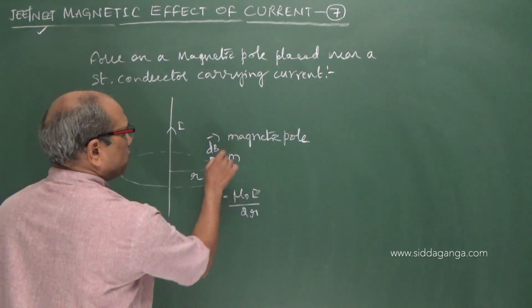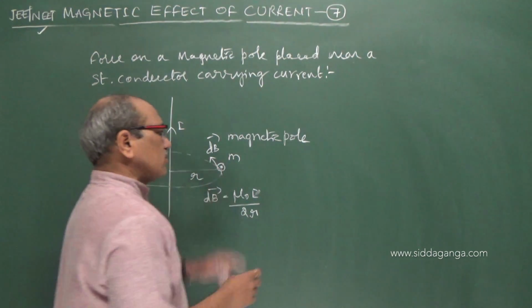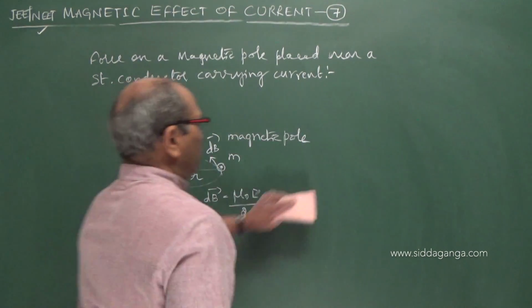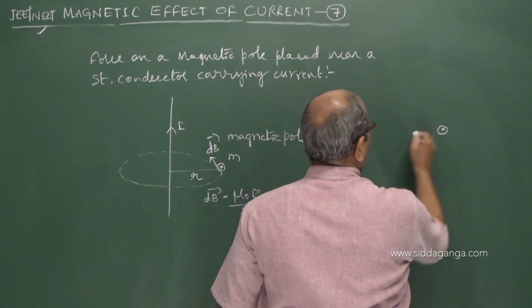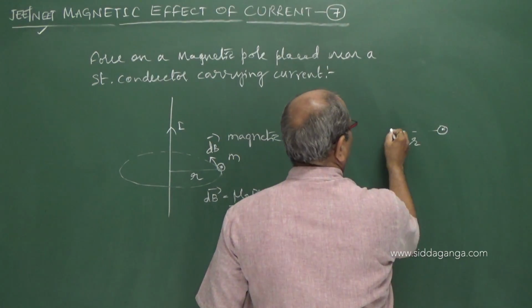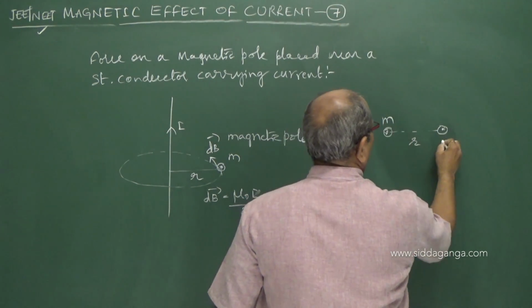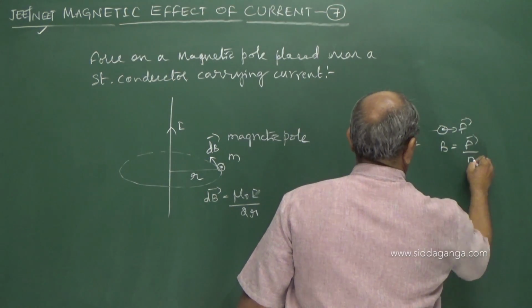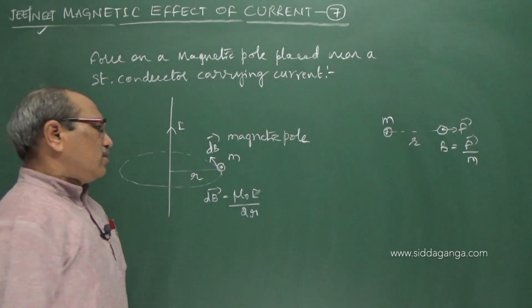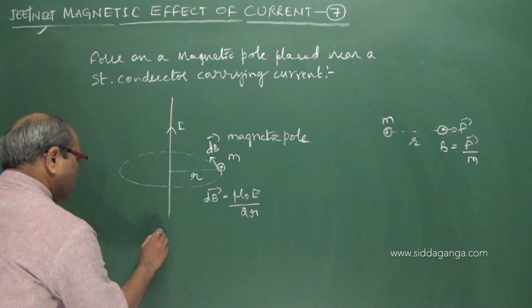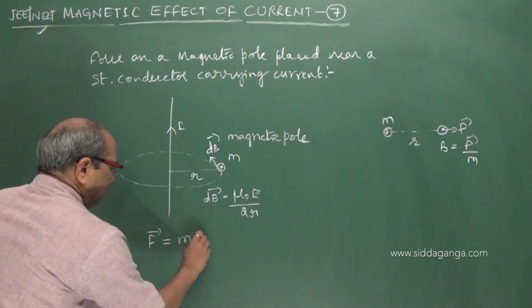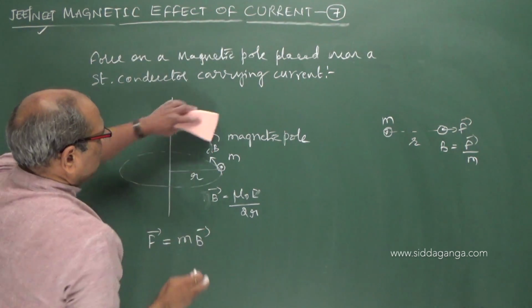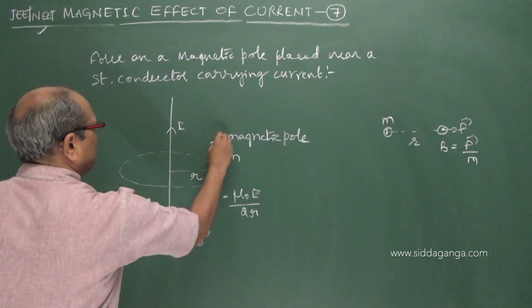So this force, already you know, is the force experienced per unit pole strength. Magnetic field at a distance R from the pole of strength M, this is the force experienced per unit pole strength. Therefore, I can write force is equal to MB, where B is the magnetic field produced by the straight conductor.